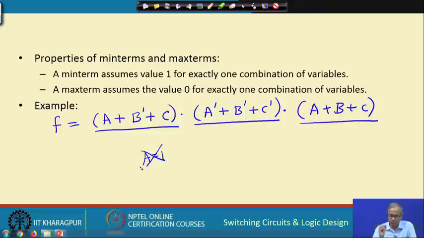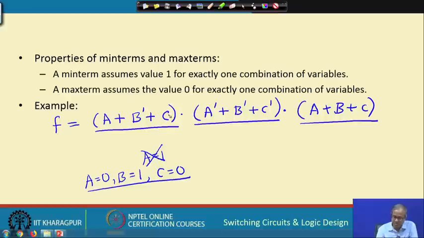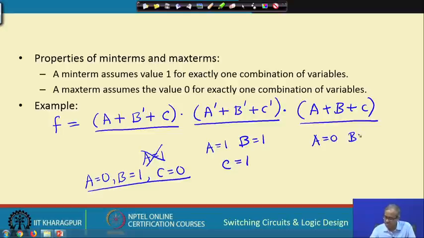Rather, what we will do, we will see for what combination these maxterms will be zeros. See, a or b bar or c, it means that if a is 0, if b is 1 and if c is 0, then all these 3 literals will be zeros, 0 or 0 or 0, the first maxterm will be 0. Or for the second one, let us say a is 1, b is 1 and also c is 1, and for the third one a is 0 or b is 0 and c is 0.